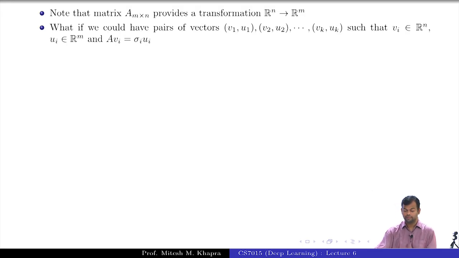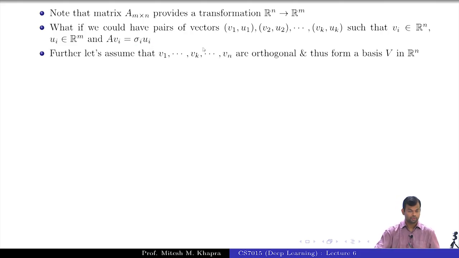Now suppose we had a pair of vectors v1, u1, v2, u2, up to vk, uk, each belonging to these two different universes. One is Rn, the other is Rm. And there was this peculiar relation between them that A times Vi is equal to sigma times Ui. Suppose, I'm just being ambitious, let's see whether we can actually have this pair, but suppose we had this pair. Then can you connect this back to the discussion on scalar operations? Okay, so let's just see that in detail.